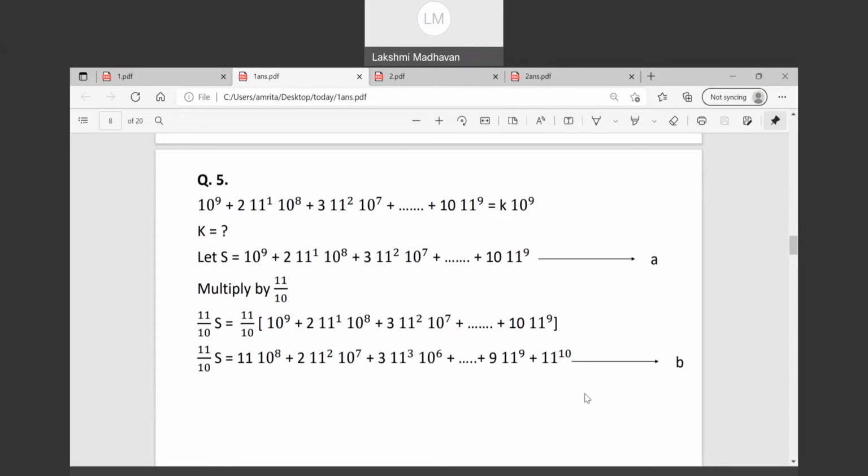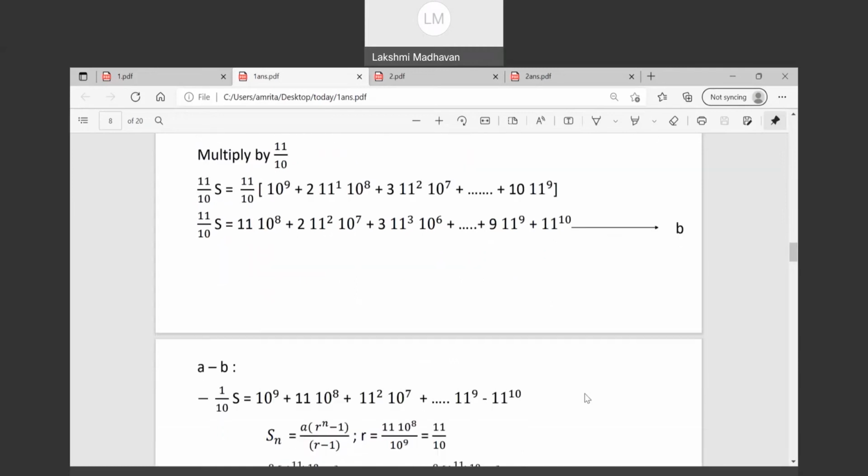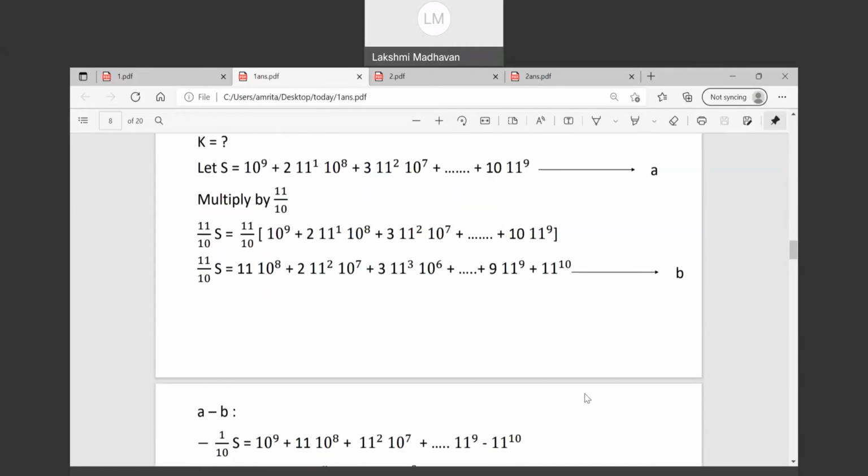So I'm just going to write this as equation number B. So I have two equations. I have formulated the question in such a way that I have two equations. From this, I'll be able to find out the value of k. So now what we are going to do is, we have these two equations and I'm going to subtract equation number 2 from equation number 1.